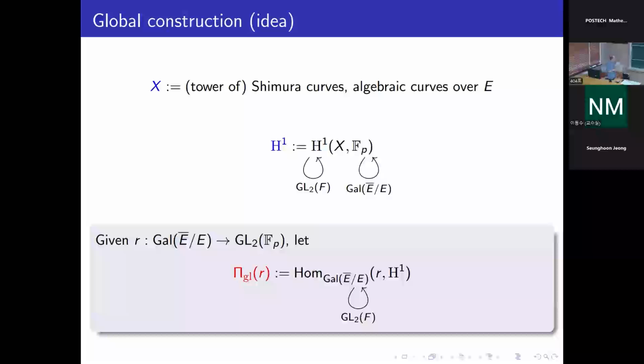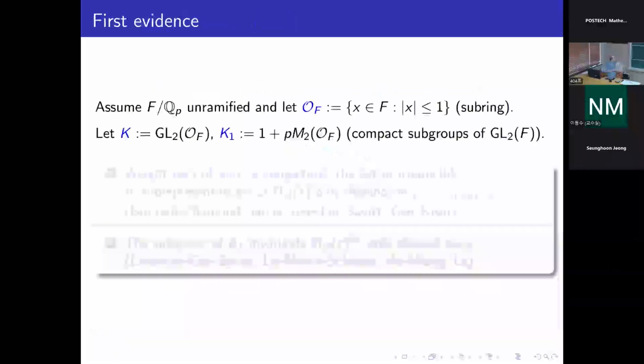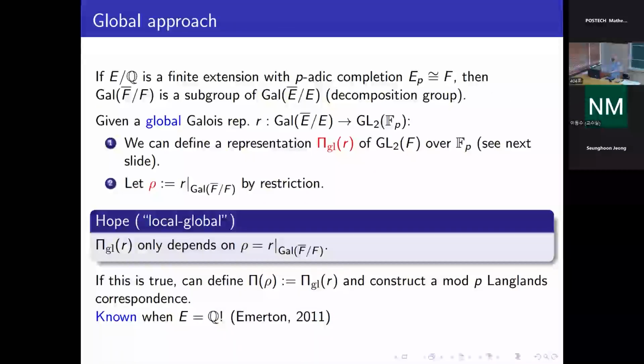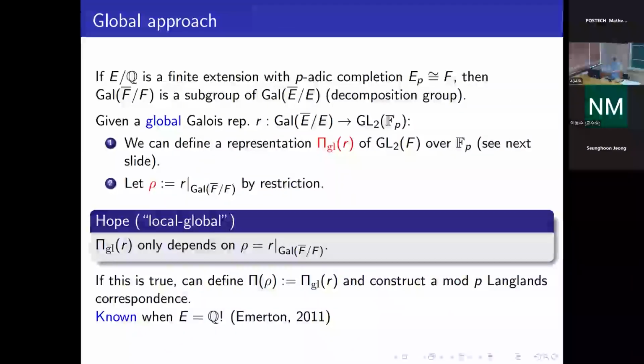Okay, maybe just as a quick aside, how we might construct this candidate. But now, in the remaining 5 minutes of my talk, I just want to give some evidence for this hope. So the hope is that this globally defined representation only really depends on the local representation, the one restricted to the p-adic field.